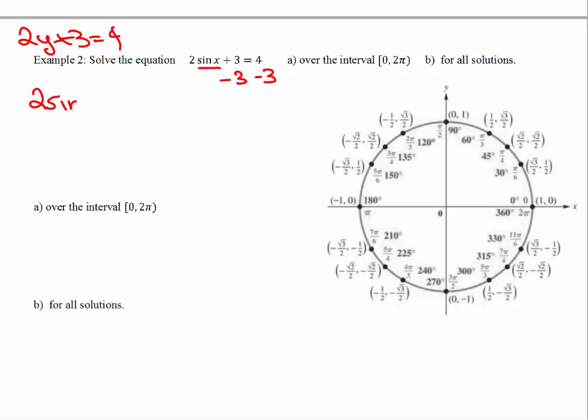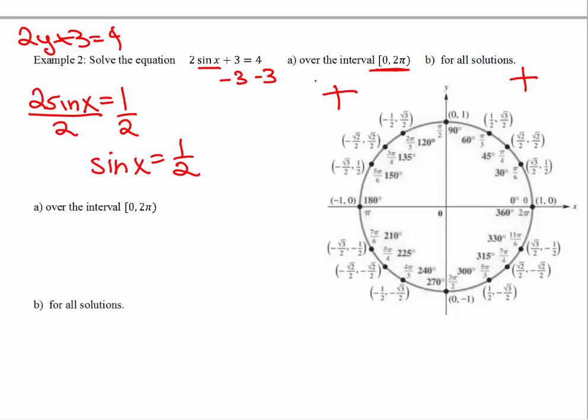So we would have 2 sine x equals 1, and then divide by the number that's multiplied times the front of that trig function. So sine x is equal to a positive 1/2. So we're looking for our angles on the unit circle from 0 to 2 pi, which means we're working in radians. So we're going to report our answers in radians. So sine is positive, and sine is positive in which 2 quadrants? So we're going to find some angle from quadrant 1 and also from quadrant 2.